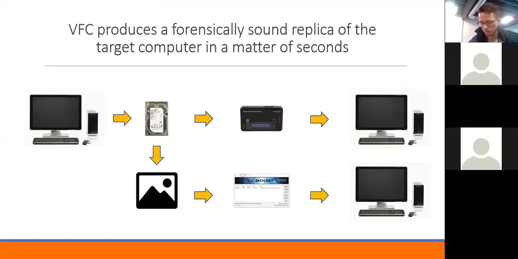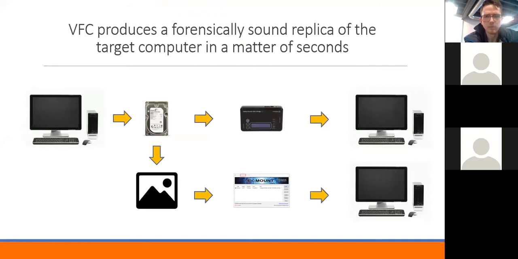So once that hard drive is removed, we can then connect it to a write blocker. And then what VFC will do is it will create that virtual machine using the data from a variety of sources on that hard drive, and then we would use VMware to emulate that.